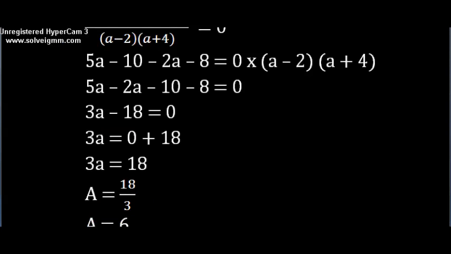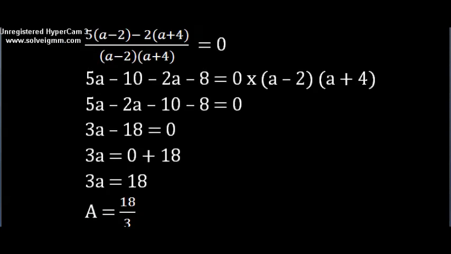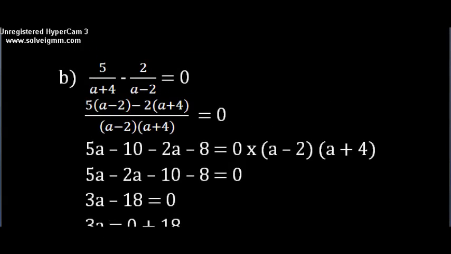So all these questions you can easily solve the same way. For example, the next question is B part. 5 over a plus 4 minus 2 over a minus 2 equals 0.